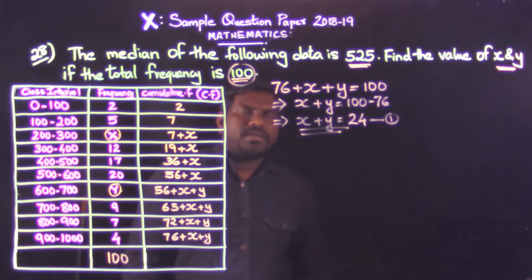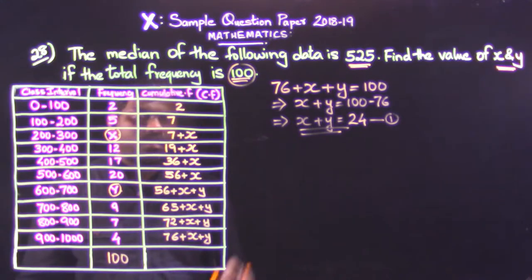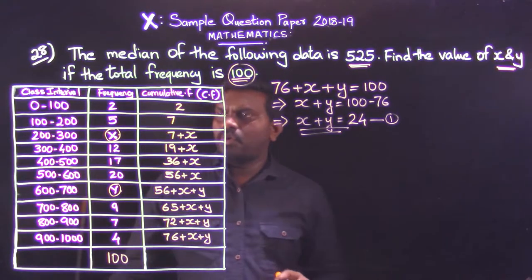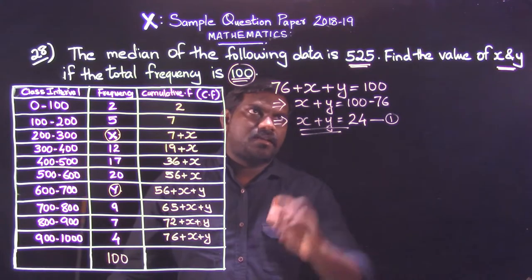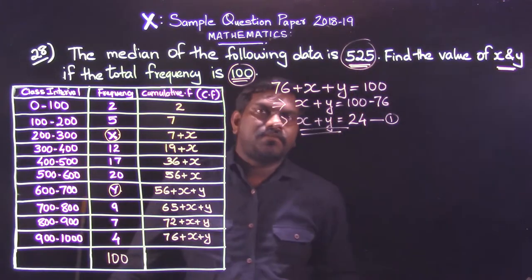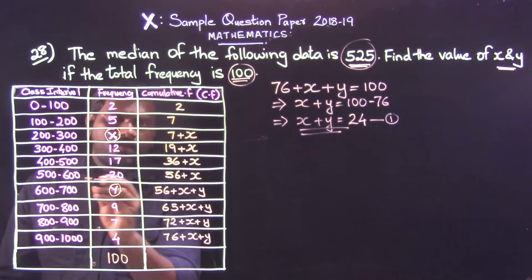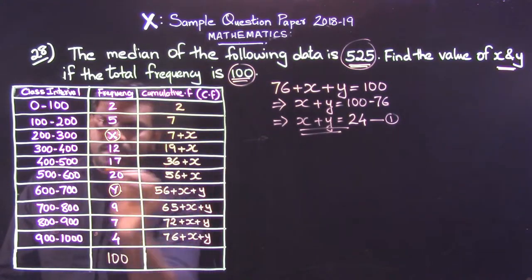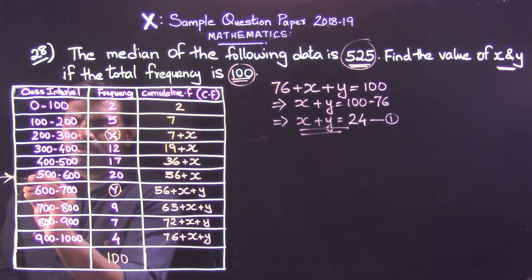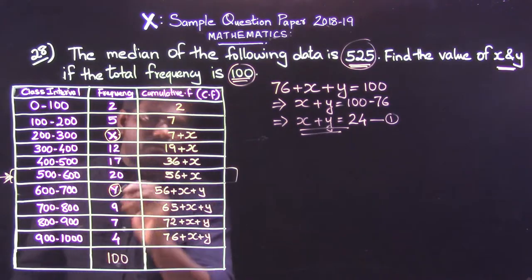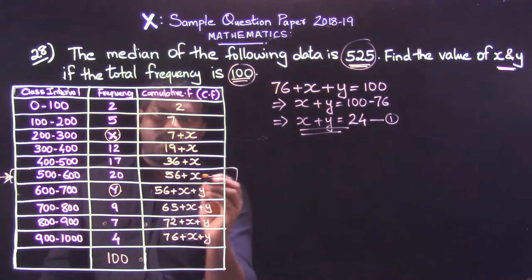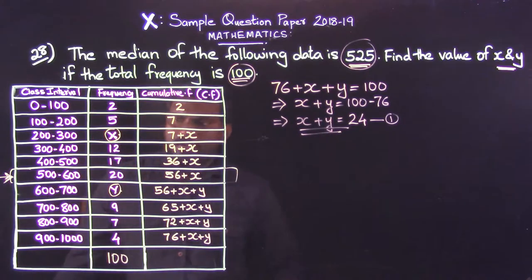Now I need to understand a certain thing over here before I get into the formulas. You need to know which is the median class. The data which is given to us, N by 2 is 50, and 525 is in which range? In this particular range, isn't it? You can see here, this particular thing, this one with all the way down here. So this is the stuff which I am looking for right now.